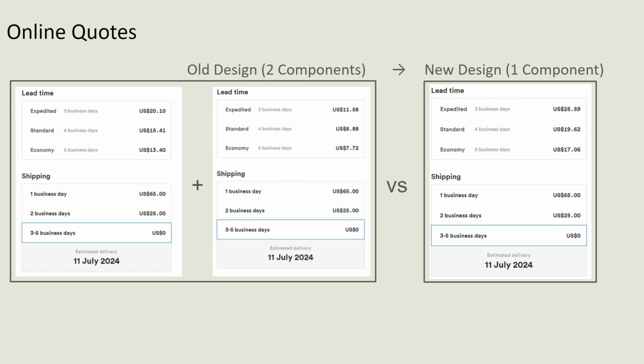For the online quotes based on Hubs, the old design came out to around $31 due to having to manufacture 2 separate parts versus the new design, which only cost $26, rounding up.